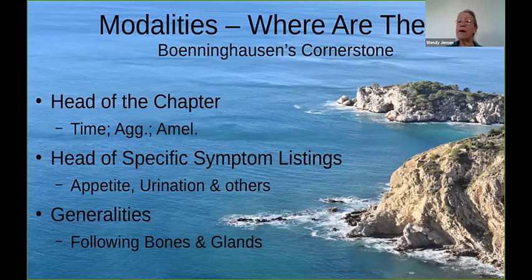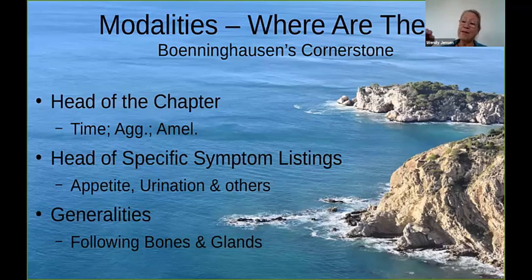And now, where will we find them in the new world? You'll find them at the head of the chapter. Remember, I talked about the modalities being right after location. So there's time modalities. What time of day are things better or worse? And then there's aggravations, and then there's ameliorations. They can be at the head of each chapter.